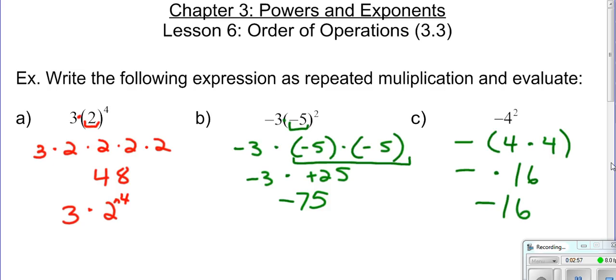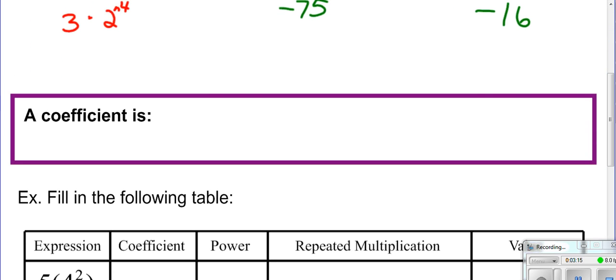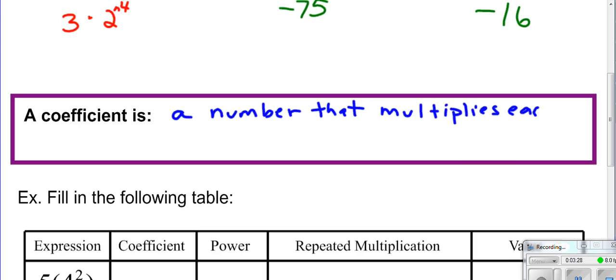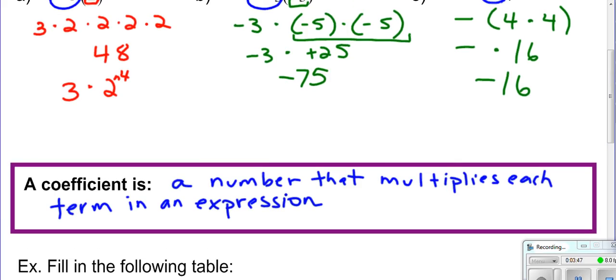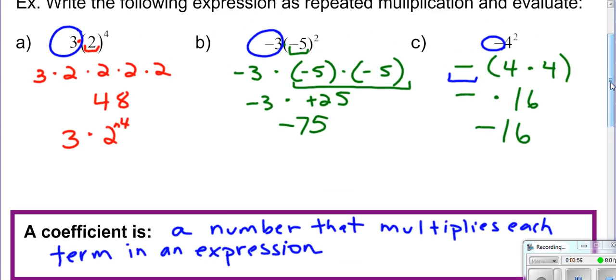Okay, so in each of these examples, we have shown a coefficient. The 3, the -3, and the negative sign are actually all coefficients. So I hope that you came up with an understanding that a coefficient is a number that multiplies each term in an expression. In the previous examples, there was only 1 term inside each set of exponents. On the last example, there wasn't actually a number that we saw as the coefficient. We just had this negative sign, and we said that this is the coefficient. This is actually like having a coefficient of -1. We'll see some more examples of this as we go forward.